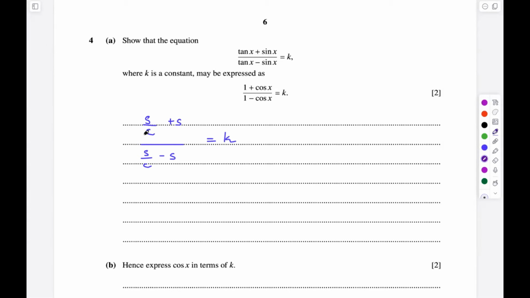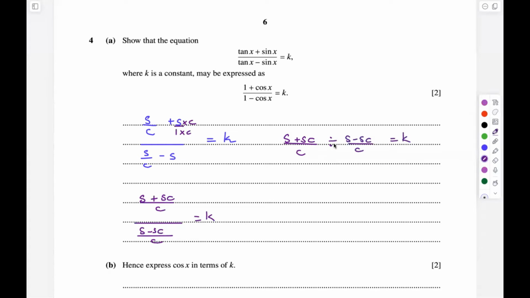Now taking the LCM in the numerator and the denominator, the numerator will become sin x plus sin x cos x upon cos x, as the denominator is 1, so we have to multiply the sin x by cos x. Then taking the LCM in the denominator as well, that will become sin x minus sin x cos x upon cos x equals k. Simplifying this, we can write it as sin x plus sin x cos x upon cos x, divided by sin x minus sin x cos x upon cos x, equals k.